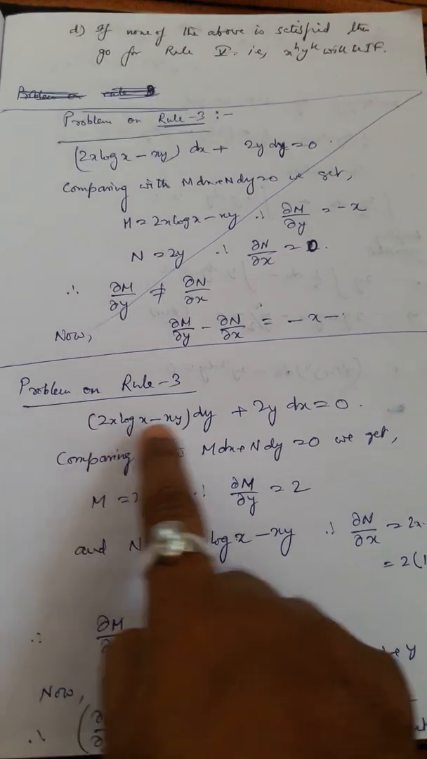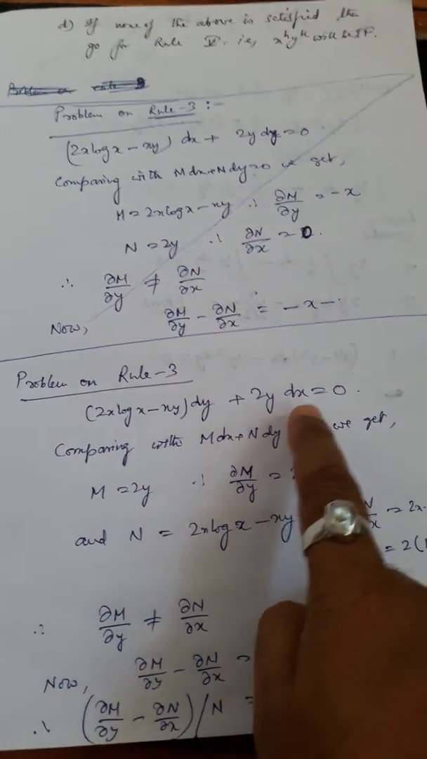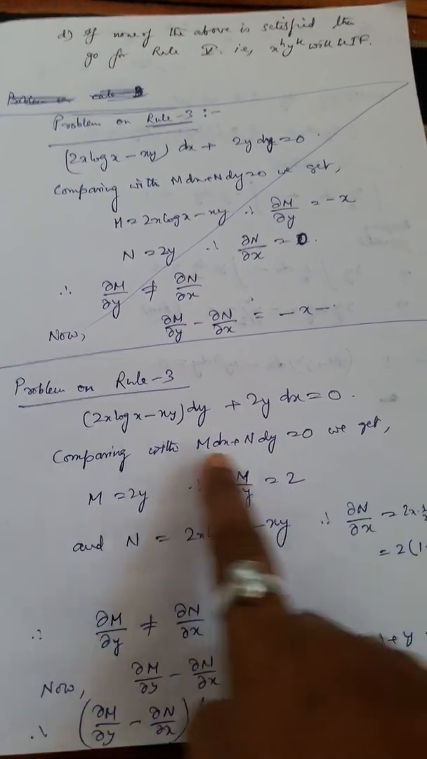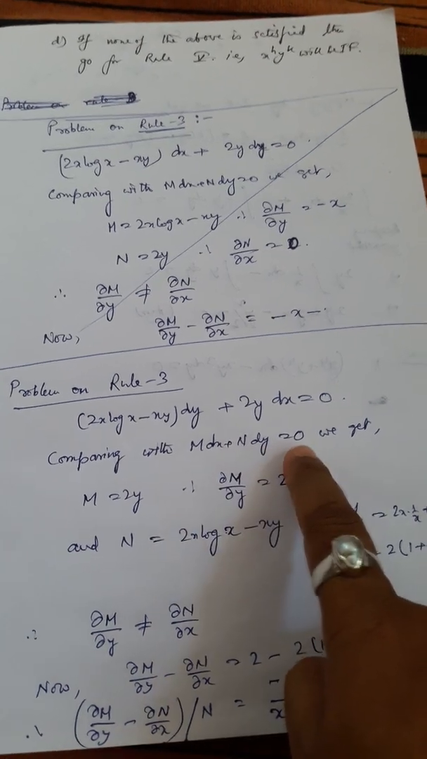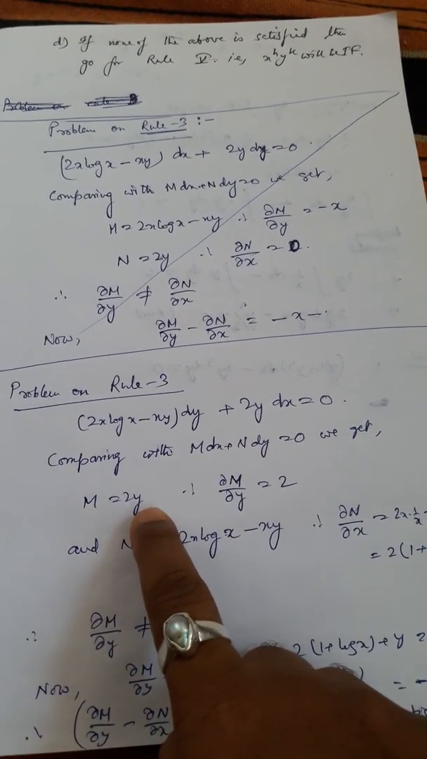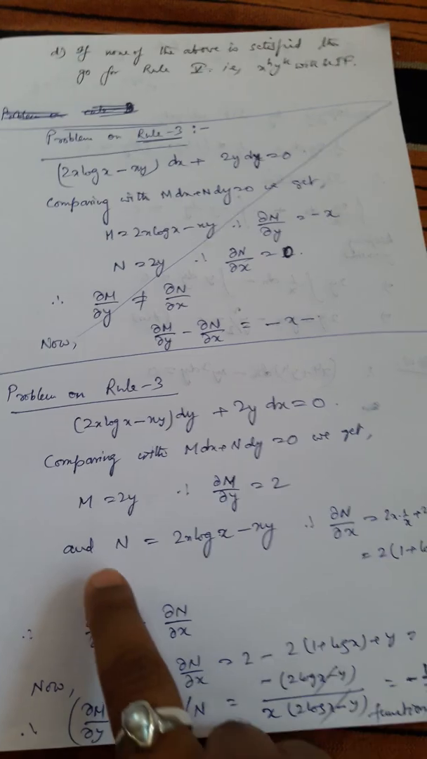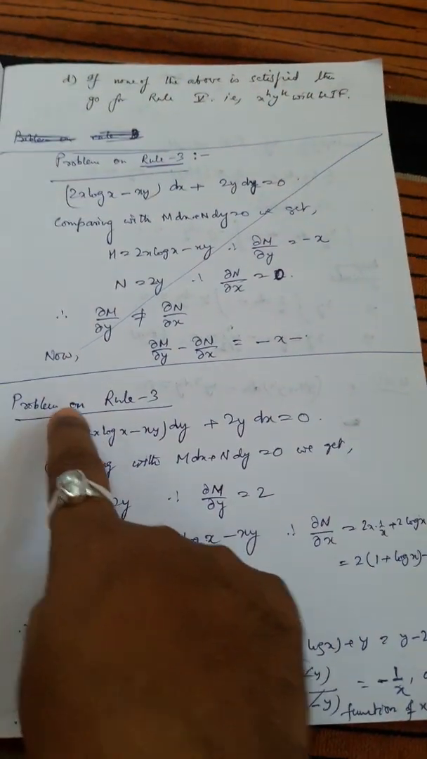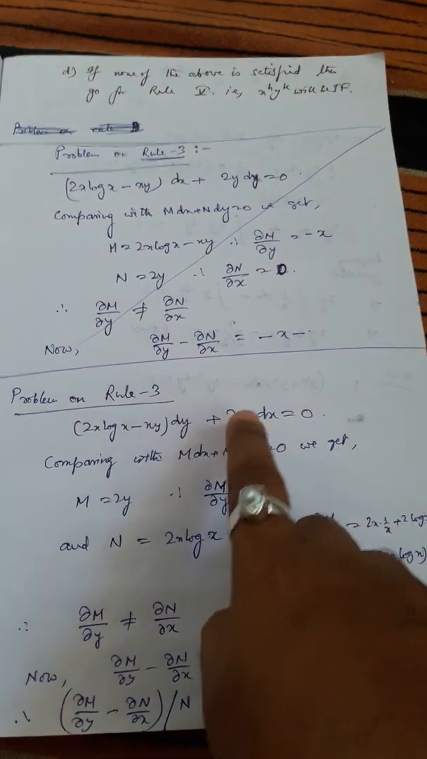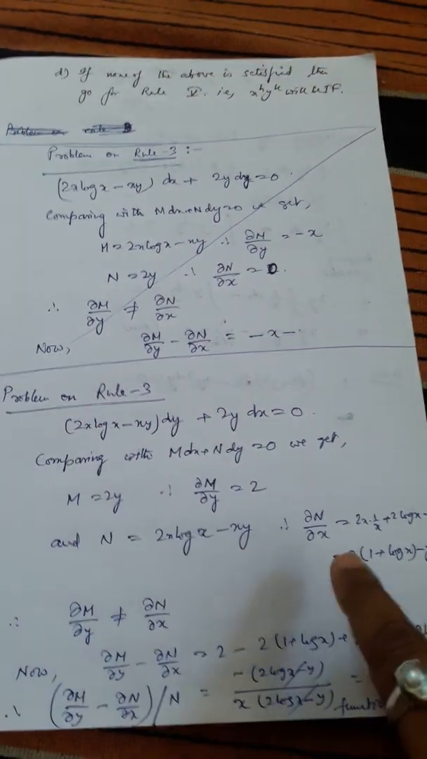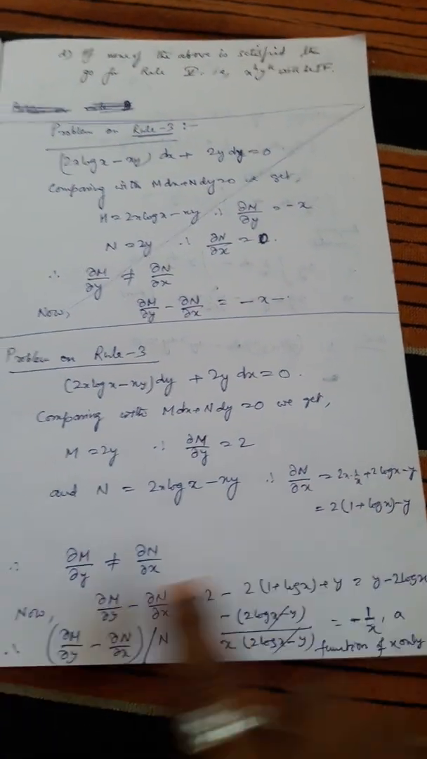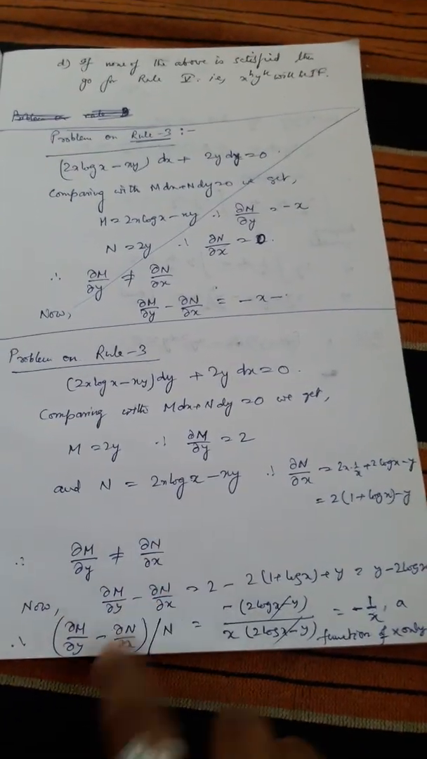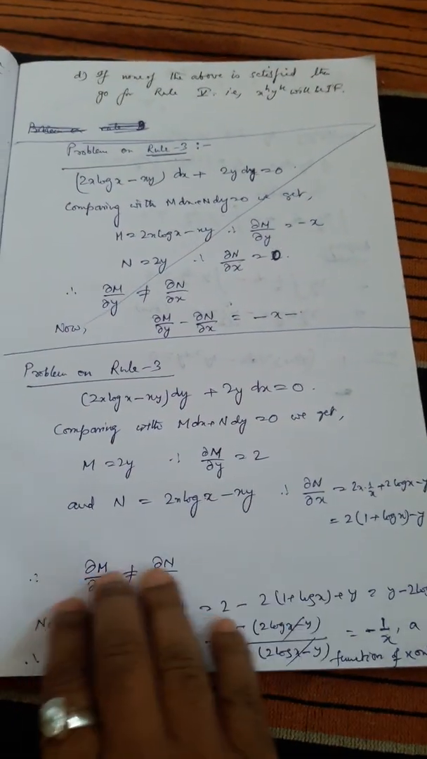Now look at this one, it is multiplied by dy, this is multiplied by dx. Comparing with M dx plus N dy equals to 0, we get M equals to 2y, del M by del y equals to 2, N equals to 2x log x minus xy. Very carefully you must observe that one. This is M, this is N. Then del N by del x equals to this one, del M by del y not equal to del N by del x. It is clear that it is not exact.